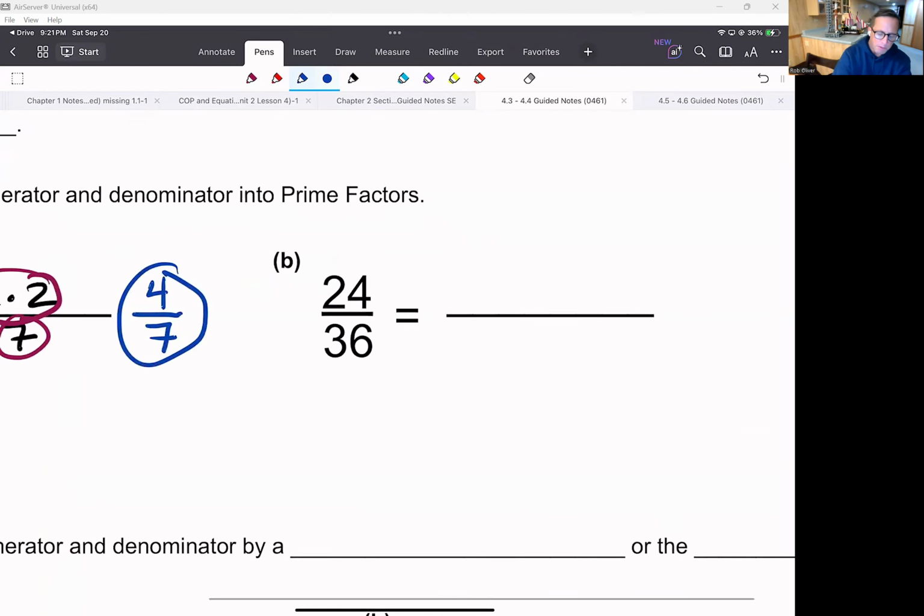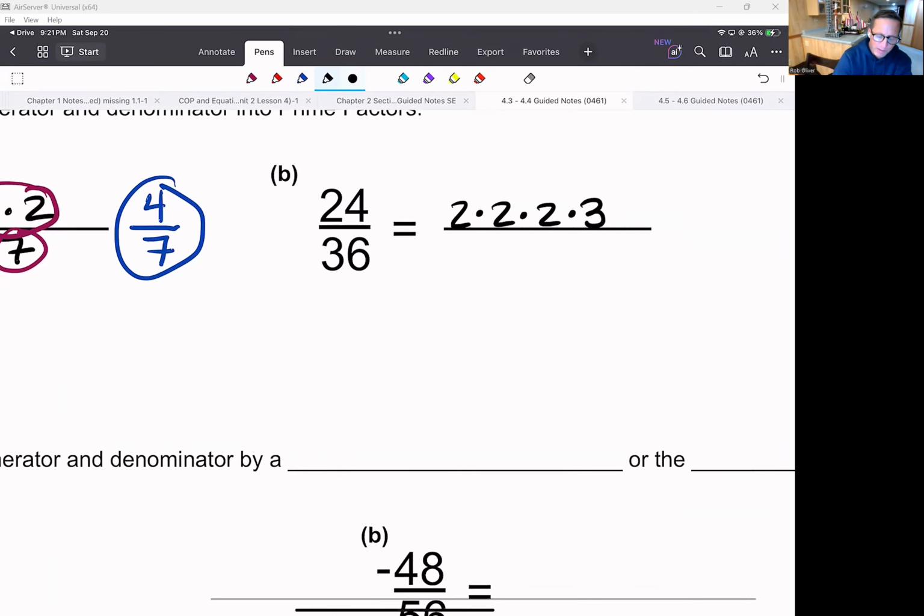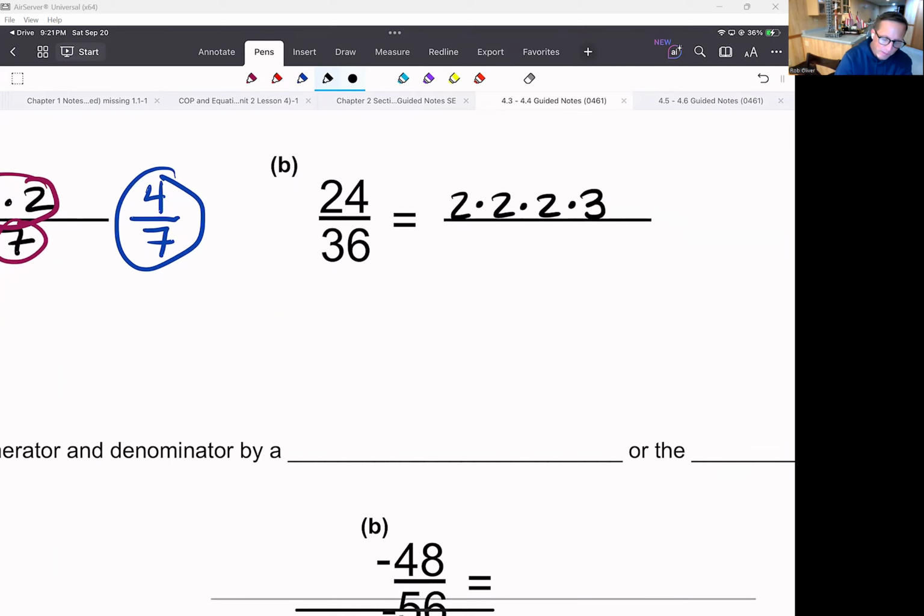Now, when we do 24, now 24 can be written as what? 2 times 2 times 2 times 3. And 36 can be written as 2 times 2 times 3 times 3. Now I'm going to start canceling stuff off. That pair of twos cancels. This pair cancels. And a pair of threes cancel. And then you can see what's left right here.